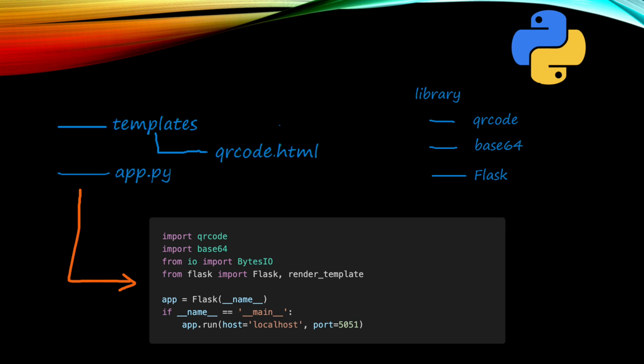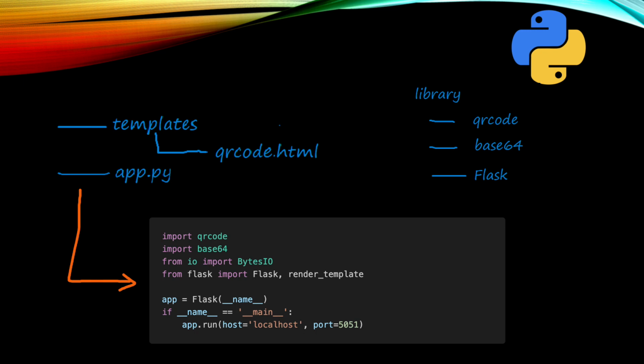Sure, the basic libraries used are qrcode. This library is essential for generating QR codes. It provides functions and methods to create QR codes with various data types. Base64. We will use this library to convert the generated QR code into Base64 format. This conversion allows us to display the QR code image in the HTML template. Flask. Flask is a lightweight web framework in Python. We will use Flask to create a local server and render the QR code image in the HTML template.